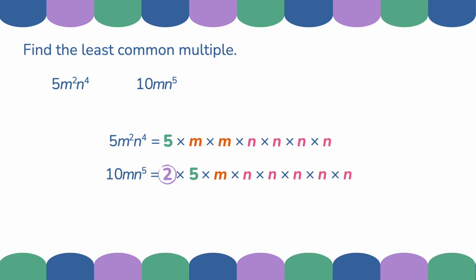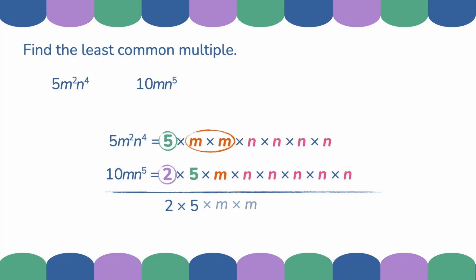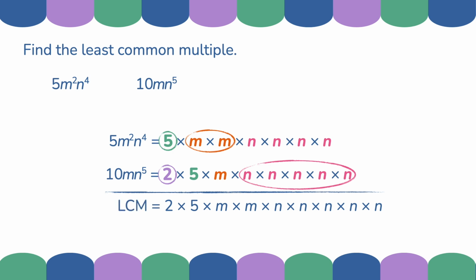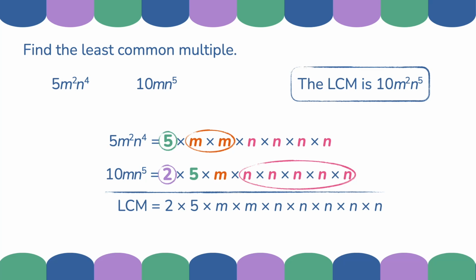2 appears once in our second monomial, so we'll have 1 factor of 2 in our LCM. 5 appears once in both monomials, so we'll have 1 factor of 5 in our LCM. M appears twice in our first monomial, so we'll have 2 factors of m in our LCM. And finally, n appears 5 times in our second monomial, so we'll have 5 factors of n in our LCM. Multiplying all of this together, we get an LCM of 10m squared n to the 5th power.